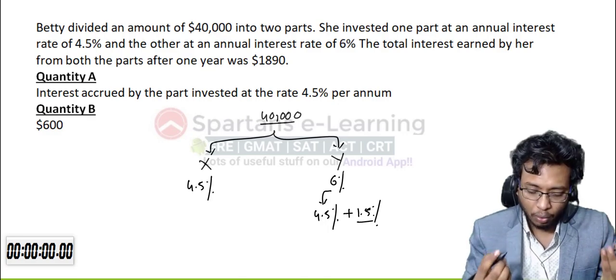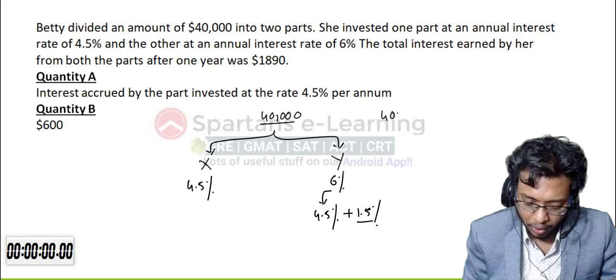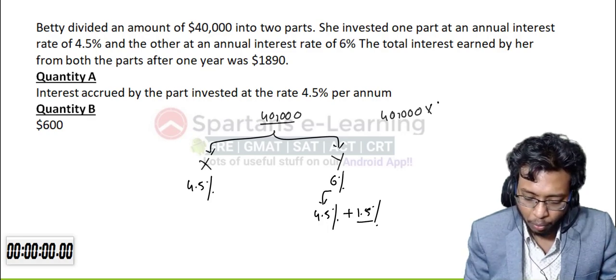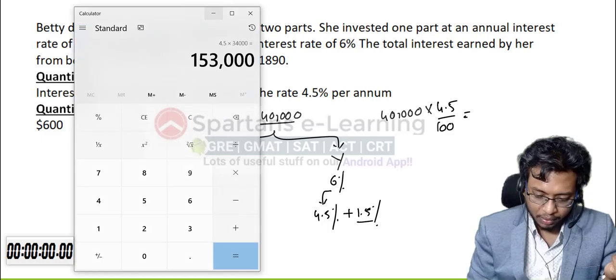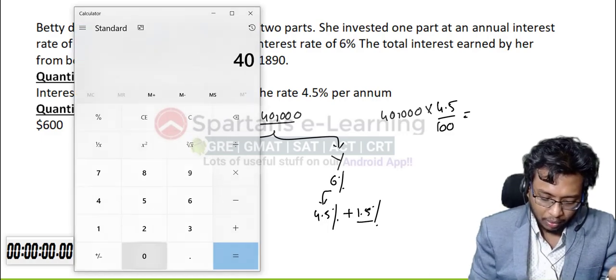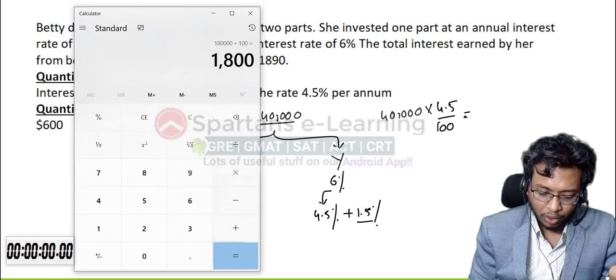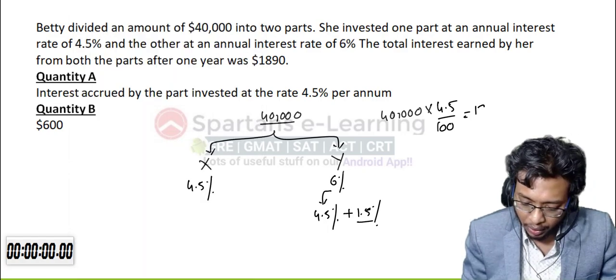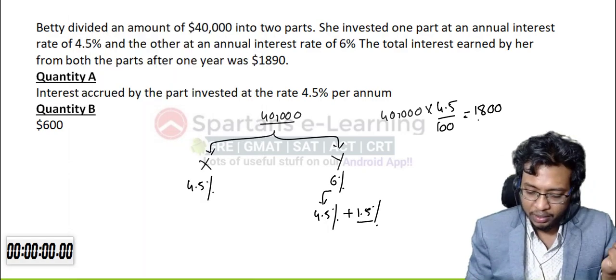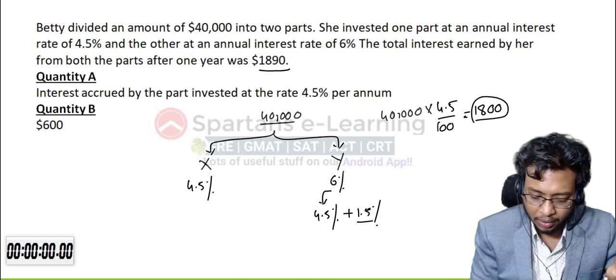What will be your total interest then? 40,000 he gave at 4.5%. Then what will be your simple interest? So it will be 40,000 into 4.5 by 100. So it will be 1800. That means your interest will be 1800. But is this the real interest? This is the real interest.